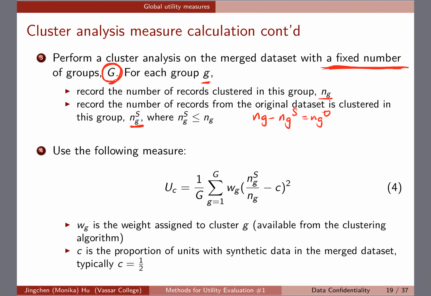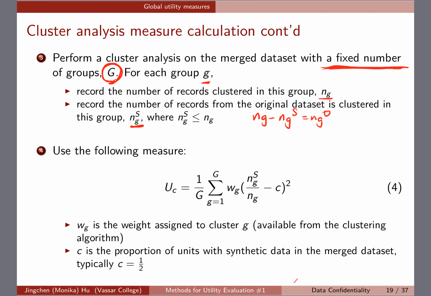The measure is in equation 4, so let's look at it carefully first. It has 1 over G and a sum. Once you take the sum and divide it by G, you're getting a weighted average. The weighting is done this way. Let's look at the right-hand side.